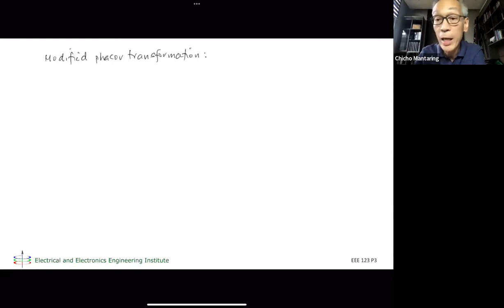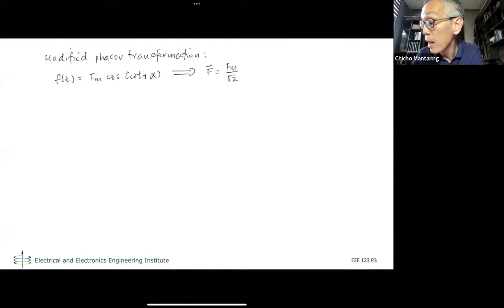Okay? What we are doing, f of t is equal to f of m cosine omega t plus alpha. Our transformation now is f, okay, is now f of m over the square root of 2 at an angle alpha. So we divide by the square root of 2. Divide by the square root of 2.